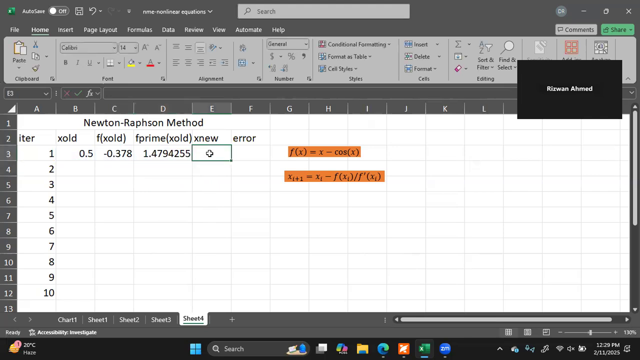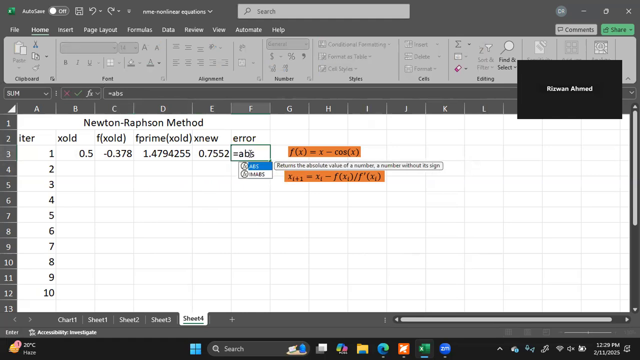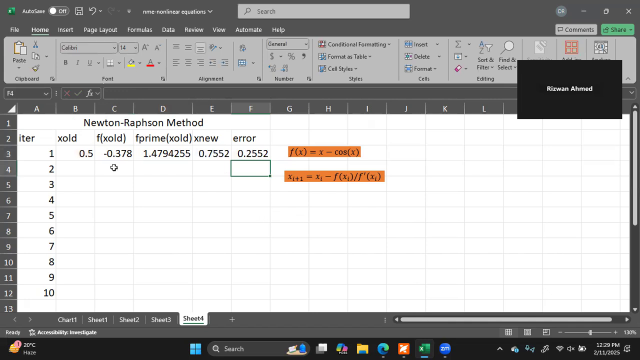This is fine. Then the new value from the Newton Raphson method will be equal to the old value minus the function value computed divided by the derivative of it. Right. So a new value has been computed, and let's compute the error as the absolute of the new value minus the old value. Okay, so the error is there. The next step is to update the approximation. Use the new value at the position of the old value and repeat the calculation.